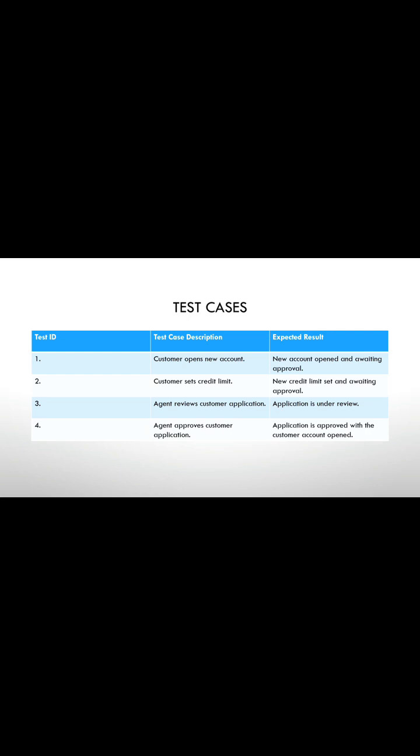This is what the agent does on the system. So test ID 3, the agent reviews customer application. The expected result, application is under review. And lastly, the agent approves customer application, and then the expected result, application is approved with customer account open. So this is an example of a high level test case.